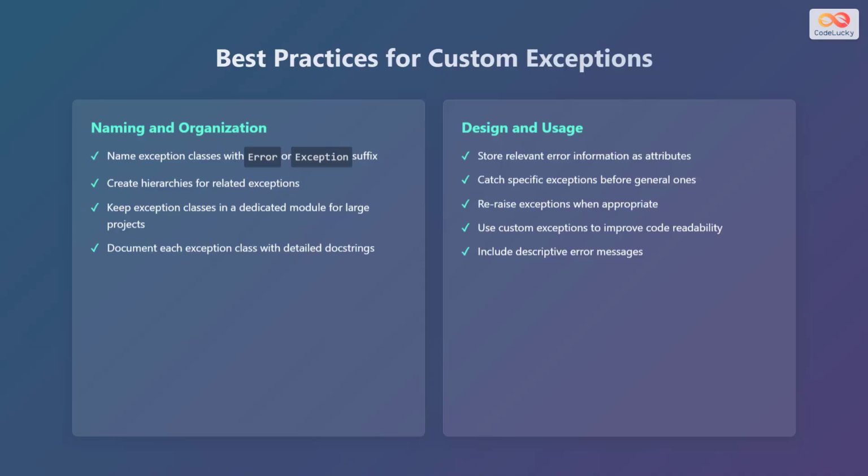Let's review some best practices for working with custom exceptions. Name exception classes with the word Error or Exception as a suffix. Create hierarchies for related exceptions. For large projects, keep exception classes in a dedicated module. Document each exception class with detailed docstrings. Store relevant error information as attributes. Catch specific exceptions before general ones. Re-raise exceptions when appropriate. Use custom exceptions to improve code readability and include descriptive error messages.